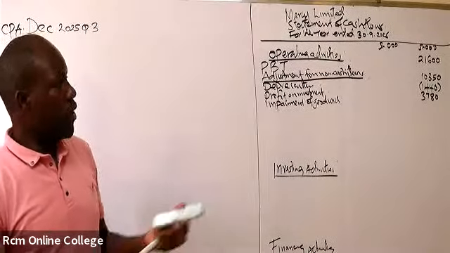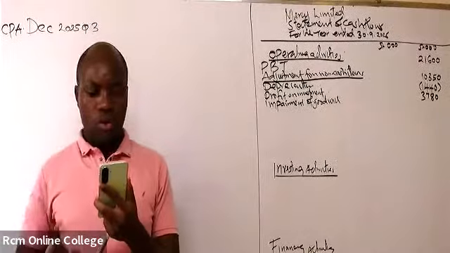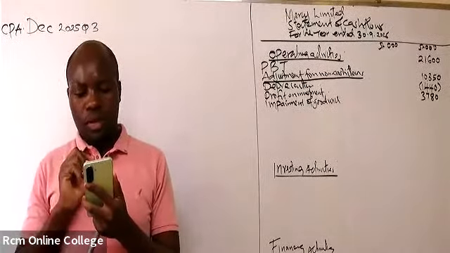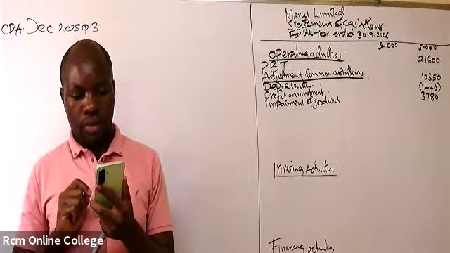Now, the profit on investment has been adjusted. There's something we are looking for. Number 1, is there any disposal of an item?